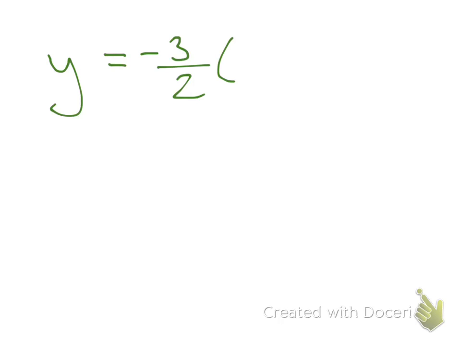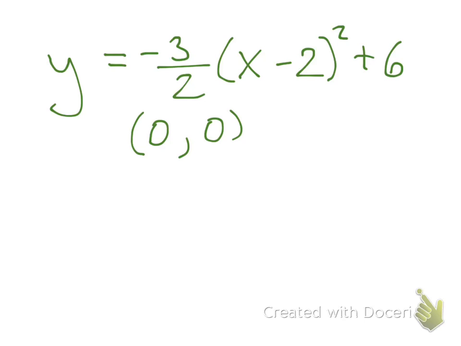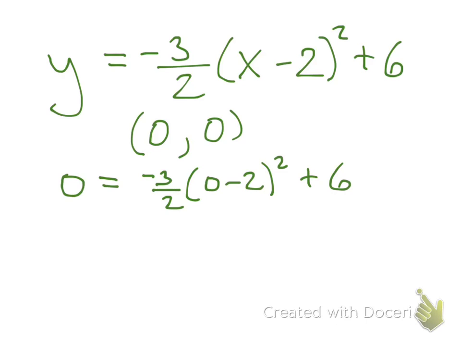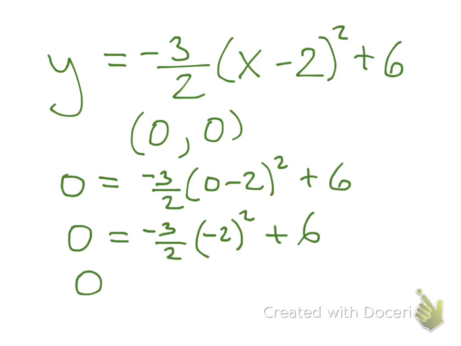At this point, you don't have to keep watching the video, but just to illustrate what I mean, let's try the origin point. According to our picture, the graph goes through the origin. So if I plug in 0 for y and 0 for x, I should get a true statement. And if I don't, I know there's a mistake somewhere, and if I do, then I'm probably okay. So this becomes negative 2 squared times that negative 3 over 2 plus 6. So 0 is equal to negative 3 over 2 times 4 plus 6.